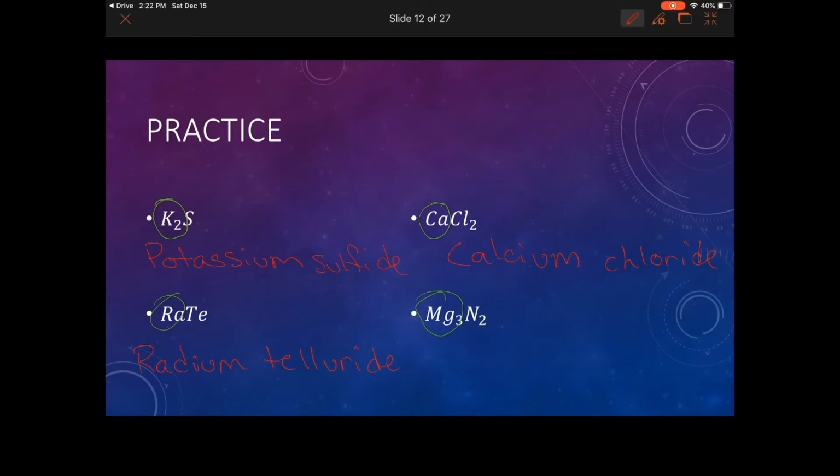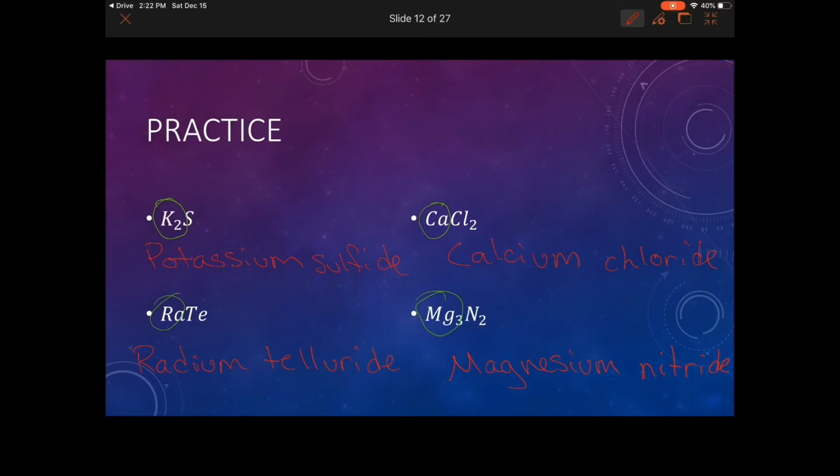And the last one, we've got Mg3N2. Mg, that is magnesium, and that would be our cation. So we're just going to write magnesium. And then N stands for nitrogen. And so we're going to take off the OGEN, and it's going to become nitride.